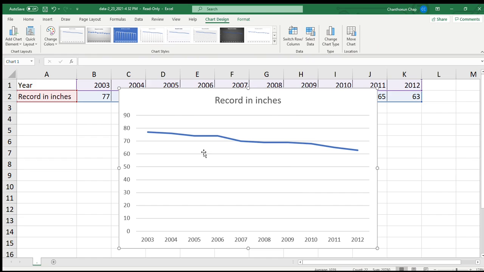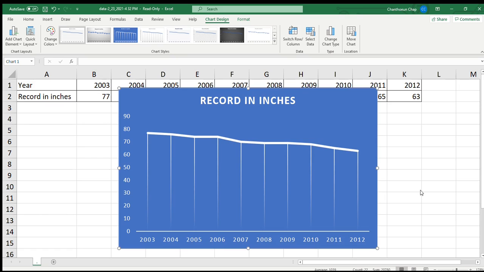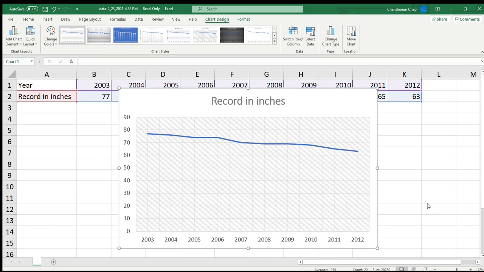And here's our line graph. So this depicts a decreasing number of inches as the years progress. So the years are in the horizontal axis and the number of inches are in the vertical axis. If you want, you can also change things about the graph. You can select this chart styles option and you can change it any way you like. There's many options to select from. Just play with the options.